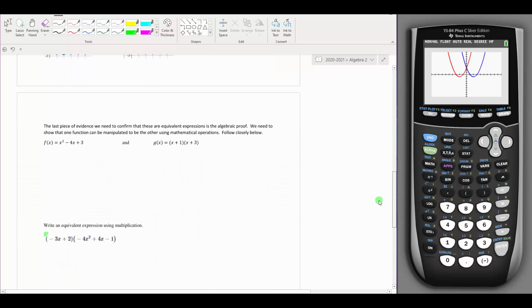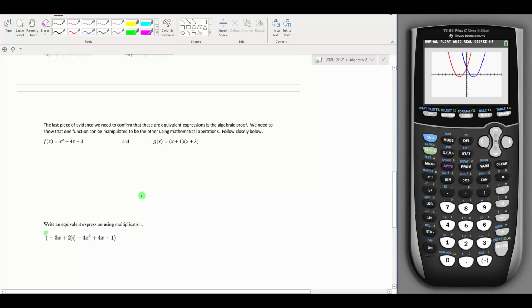The last piece of evidence that we would want to confirm whether or not the expressions are equivalent is to show that one function can be manipulated to be the other using mathematical operations. So whether or not you're going to multiply the expressions or factor, you really do have choices here. You could choose to take this and factor it, and if and when you factor it, it looks to be just like g of x, then you know that they are the same. The other option is to take g of x and multiply it out, and if you multiply it out, you should get what you see in f of x. For most students, multiplying out is easier than factoring, so I'm going to show multiplying out using g of x.